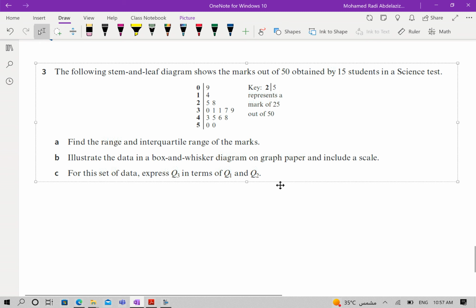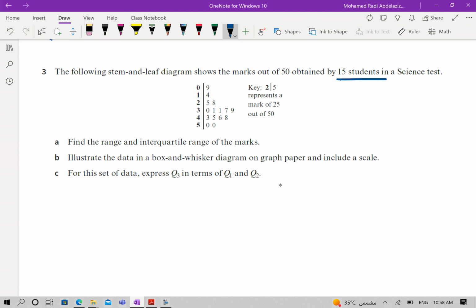It's given in a stem and leaf diagram. How many values do we have? 15. Find the Q1, Q2, Q3, lower, and upper. What is the minimum value? The first value. You have to read this: 25 means 25, so 09 is 9. This is the first point of the box and whisker plot. The last point will be at 50.